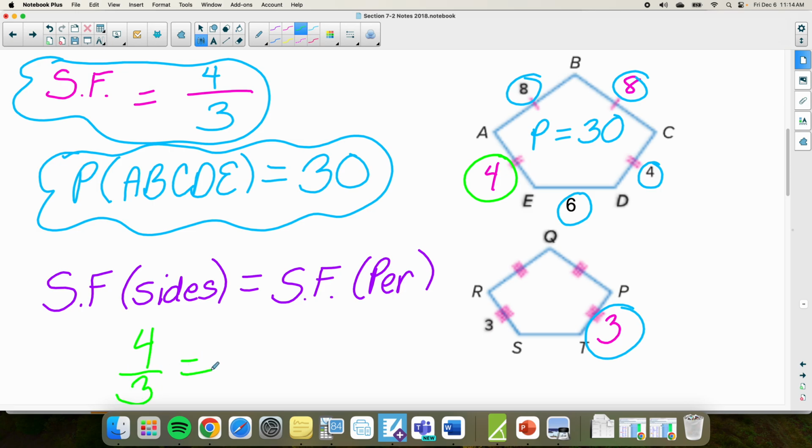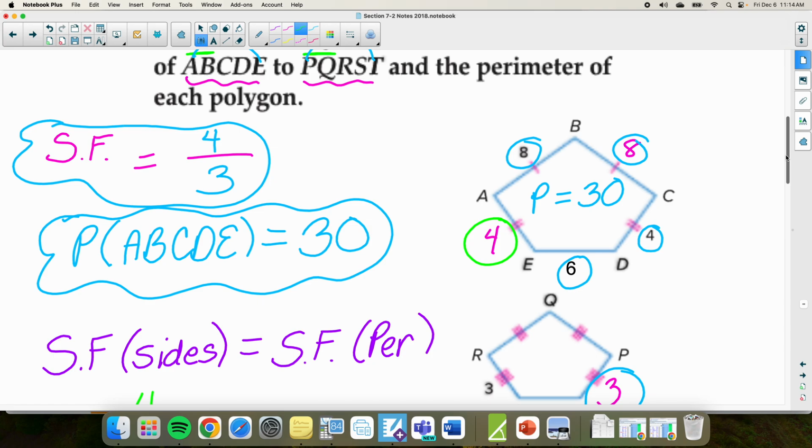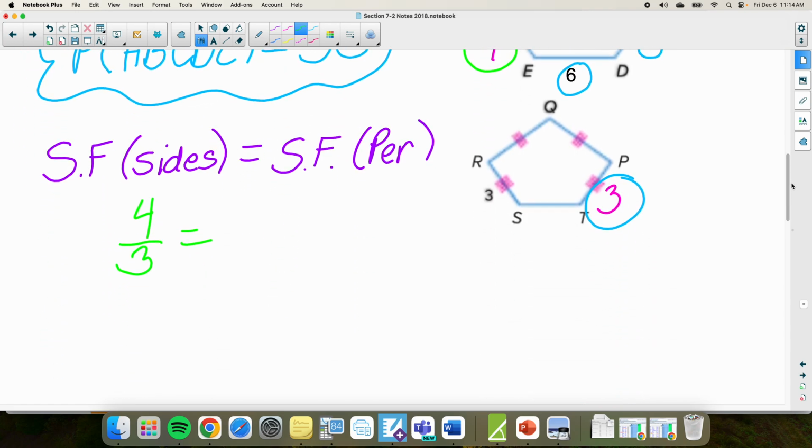That is going to equal the scale, or one of the... nope, sorry, I'm lying. Perimeter, that's going to equal the perimeter of ABCDE over the perimeter of, what is that? PQRST.